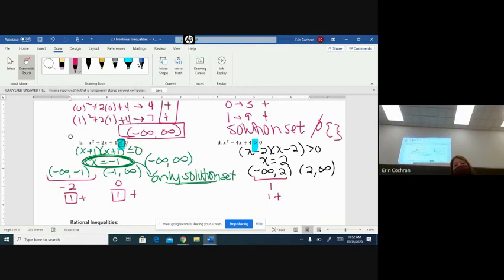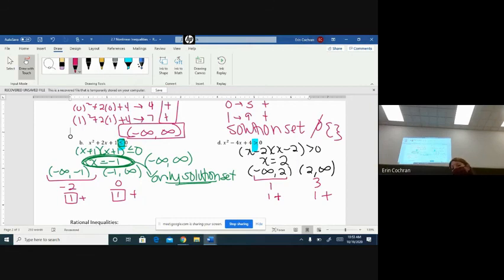Okay. What about 2 to infinity? Give me a number. 3. So let's plug in 3. So 3 squared is 9. 9 minus 12 is -3. -3 plus 4 is 1. Is that positive? Yes. So could that be a solution? Yes, because it is greater than 0.